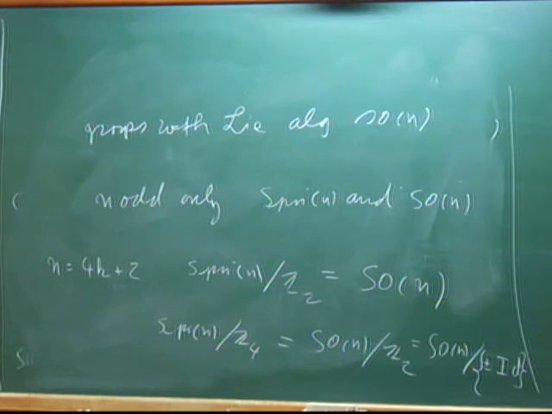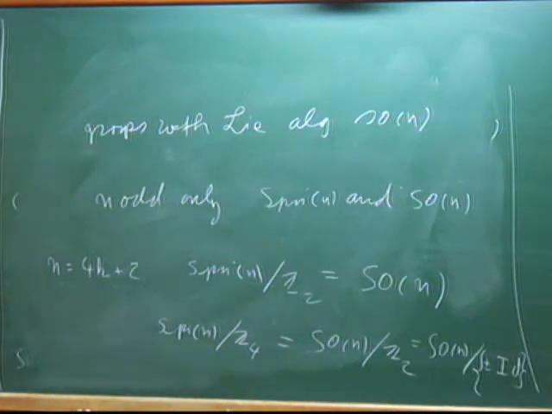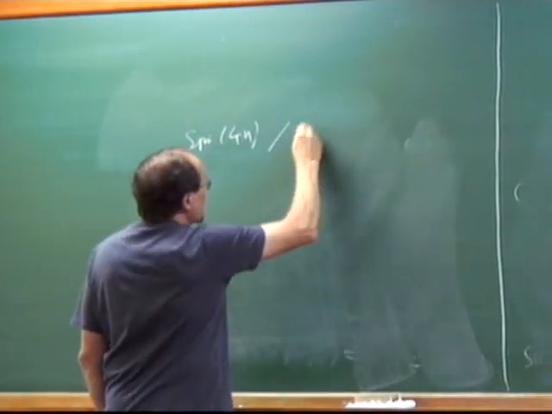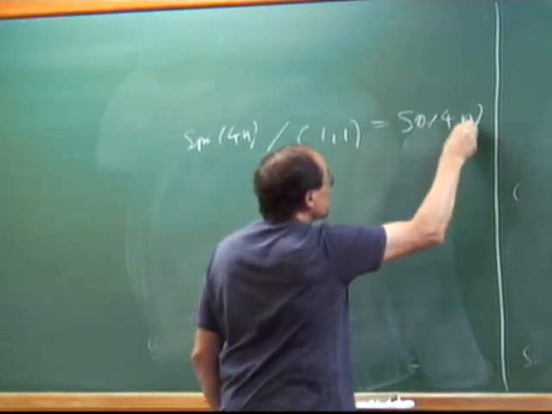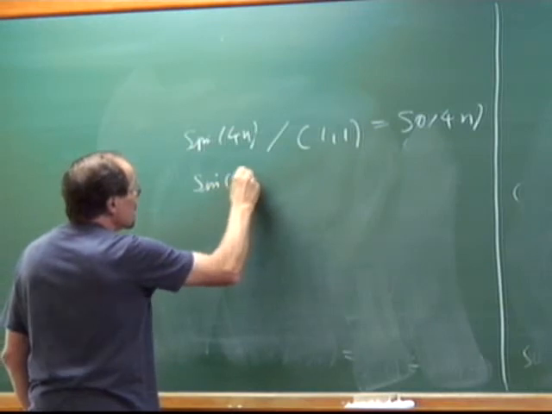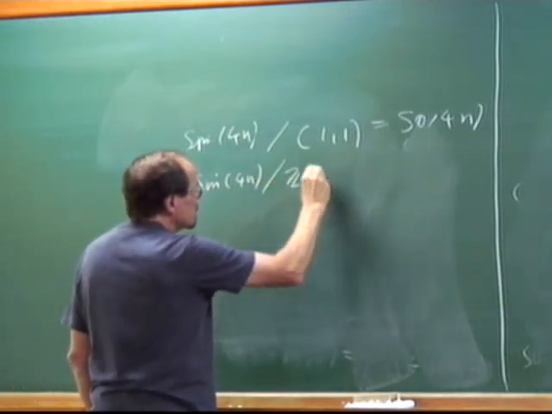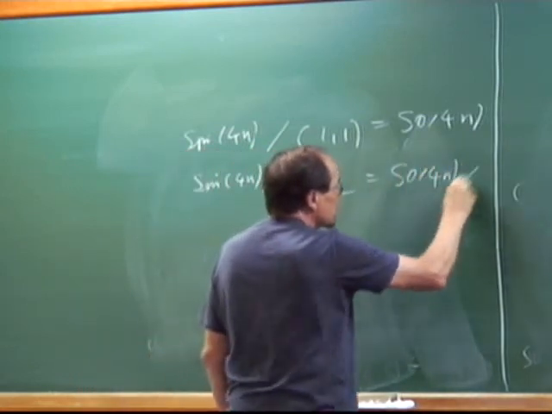So here the claim is that the same thing happens in high dimensions. Spin(4n) divided by, say, (1, 1) is SO(4n). Of course, if I divide by the whole center, I get again the quotient of SO(4n) divided by plus or minus identity.